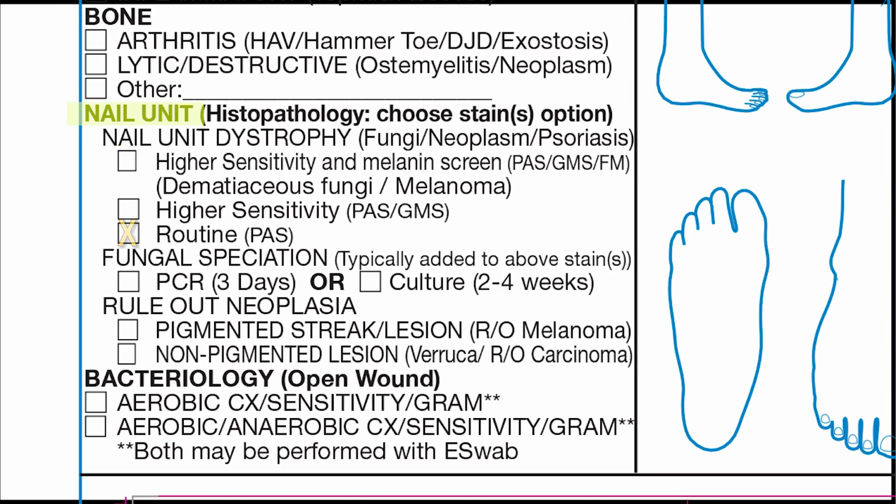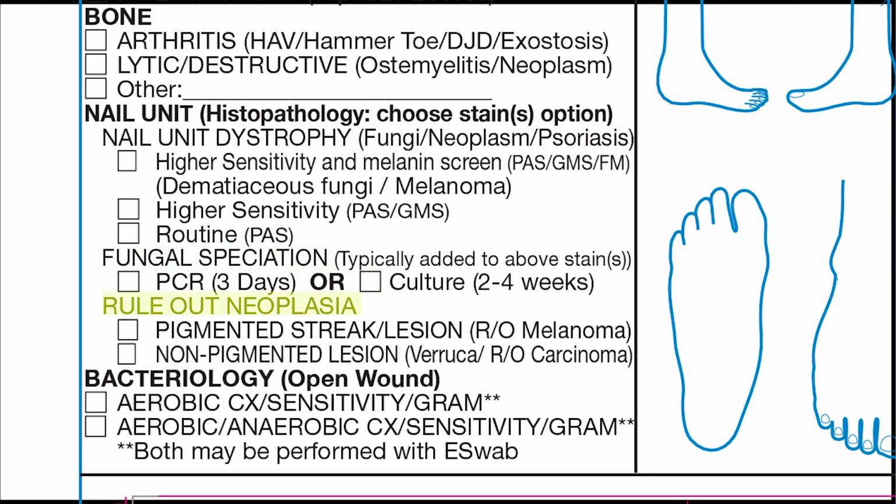If the concern for the patient is fungus and speciation is desired to aid in treatment, then the following options are available. Important: PCR and microbiology testing can only be performed on nails that have not been fixed or preserved in any way. Important: if both histology and PCR testing are required, it is best practice to submit a single specimen bag for each site. PCR, 3-day turnaround time, can be run on nails only. Fungal culture, 2 to 4 week turnaround time, can be run on skin or nails.